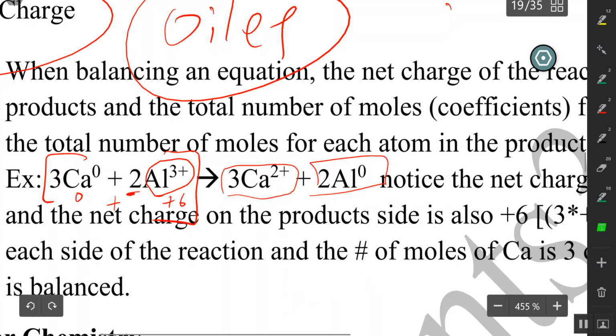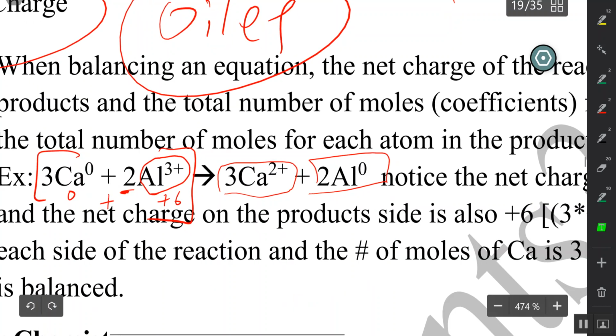Looking on the right side, on the other hand, each calcium has a charge of +2, meaning each calcium will lose 2 electrons. You have 3 of them, meaning you have a total charge of 6. And then aluminum, each aluminum has a charge of 0. You have 2 of them, so it remains as 0. +6 for the calciums, 0 for the aluminums. The net charge on the right is +6. So the charge is balanced.